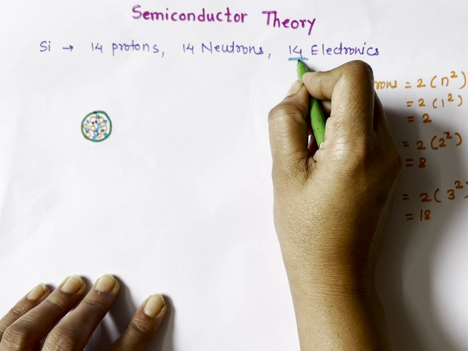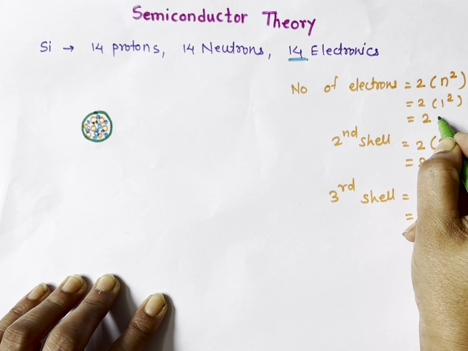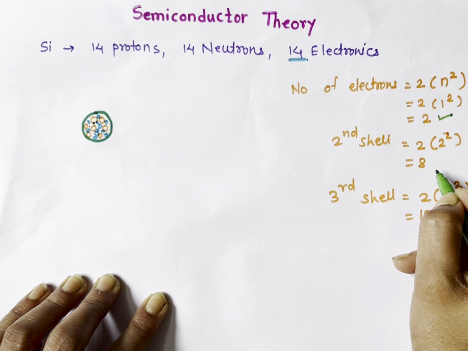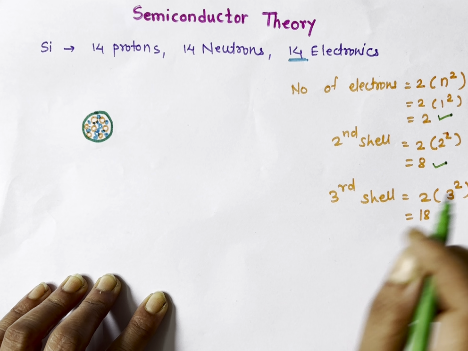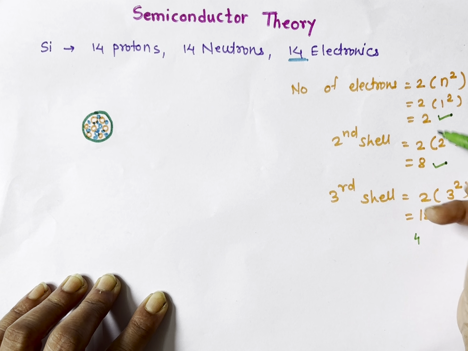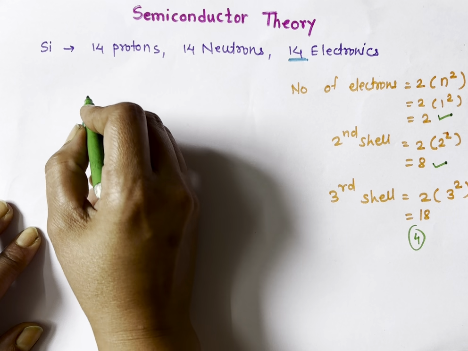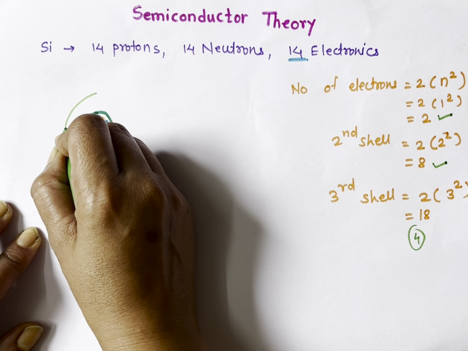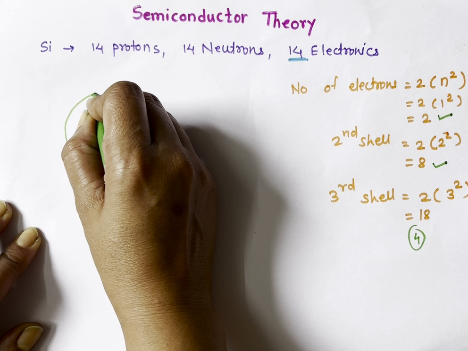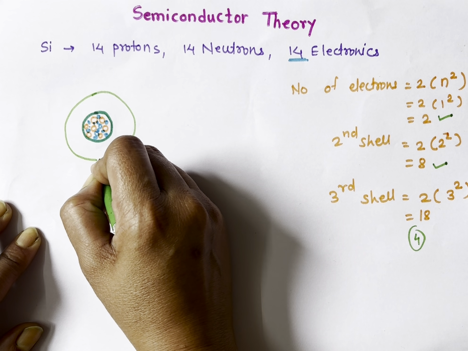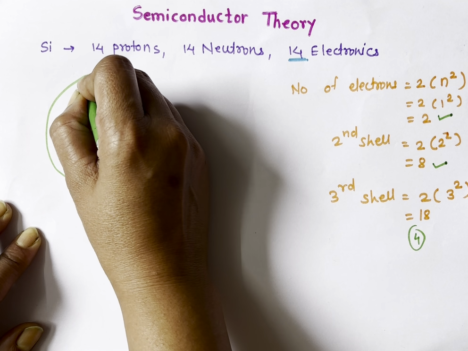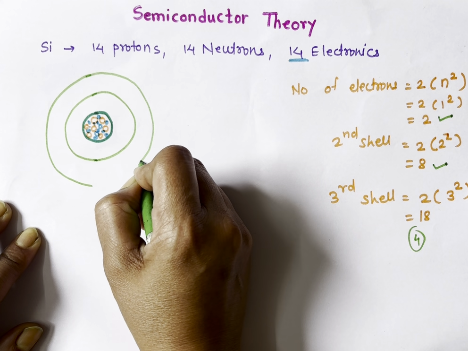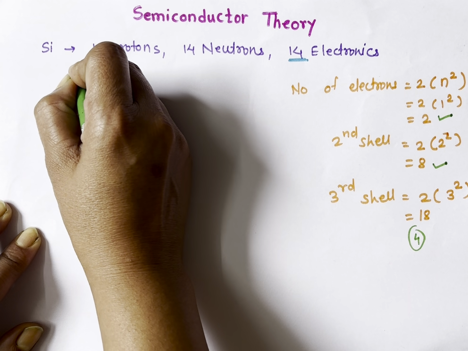Here a total of 14 electrons are present, so they will be distributed as 2 in the first shell, 8 in the second shell and then 4 in the third shell. 8 plus 2 is 10 and the remaining are 4. So I'll draw it here. This is my first shell, second, and third.